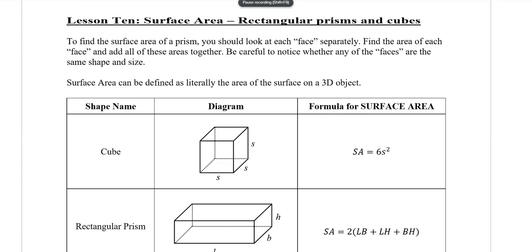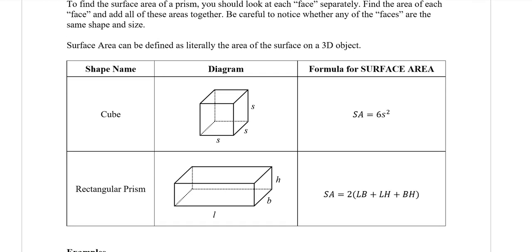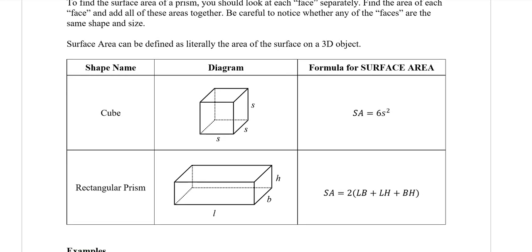Hello Year 8. Today we're going to be looking at the surface area of rectangular prisms and cubes. Now the surface area of a shape is adding up the area of all the sides of the shape.